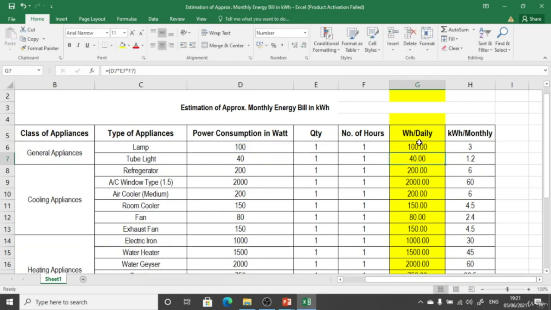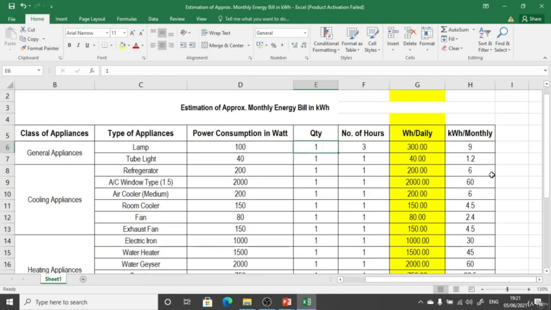So this shows the watt hour consumption for the lamp when one quantity of the lamp is running for 1 hour duration. If we change the duration to 3 hours, the watt hour value changes simultaneously up to 300 watt hour over here.